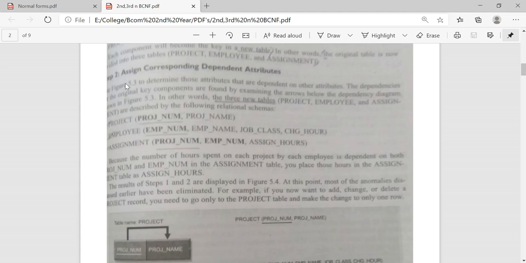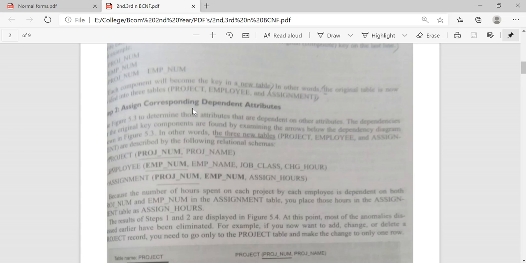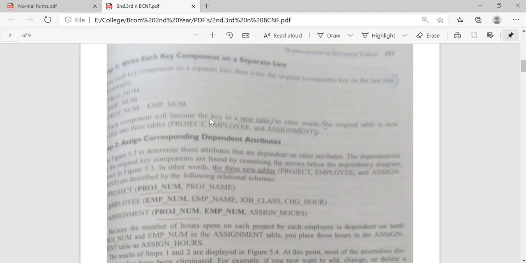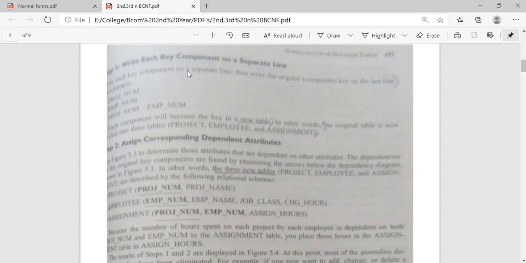Now the second step is to assign corresponding dependent attributes. That means the attributes which are depending on these attributes to get identified or to get determined.